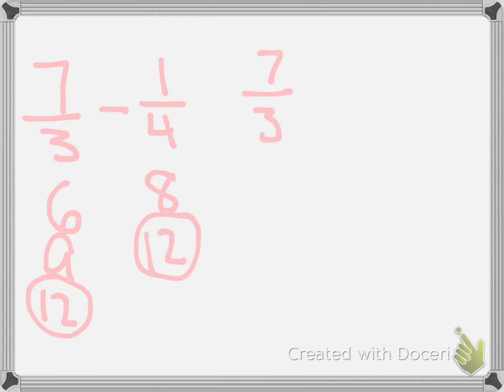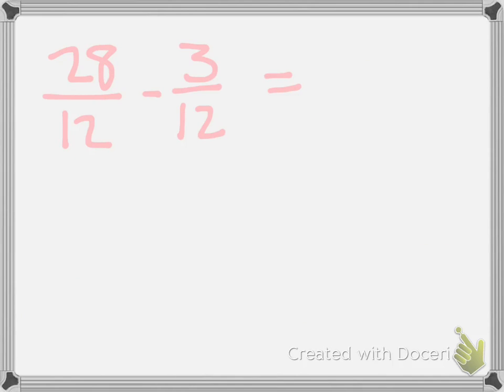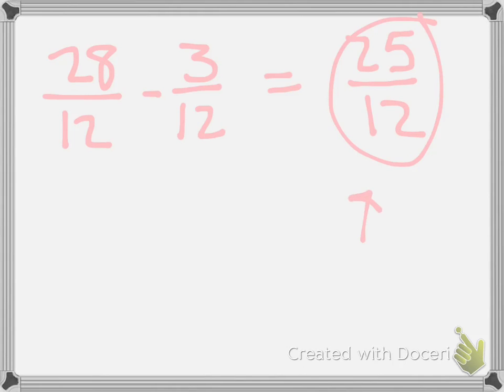For 7/3 to have a denominator of 12, we have to multiply top and bottom by 4. 7 times 4 is 28, and 3 times 4 is 12. For 1/4 to have a denominator of 12, we have to multiply top and bottom by 3. 3 times 1 is 3, and 3 times 4 is 12. 28 minus 3 is 25. The denominator has to be the same, so it's 25 over 12. This can't be simplified, so this is your answer. And now you know how to add and subtract fractions with unlike denominators.